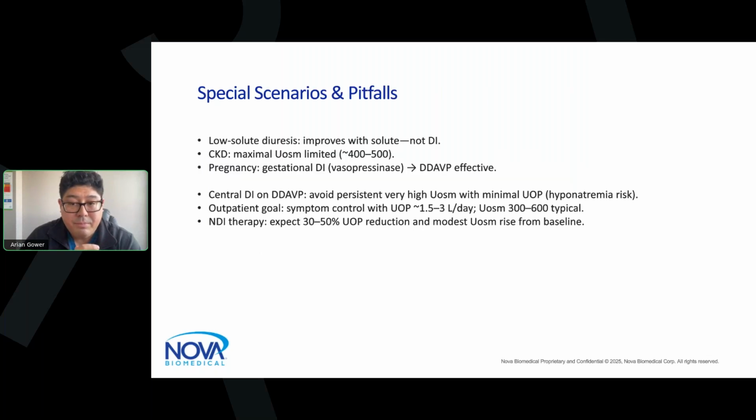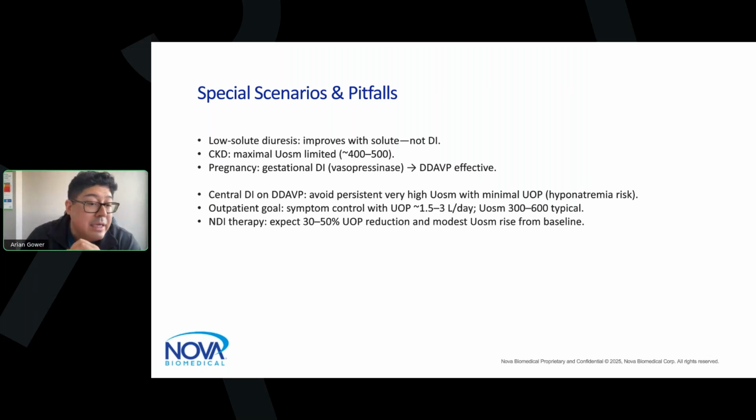Next slide. Now, there are a couple of pitfalls and reminders that we've alluded to previously. Low solute diuresis improves with solutes, however, diabetes insipidus does not.